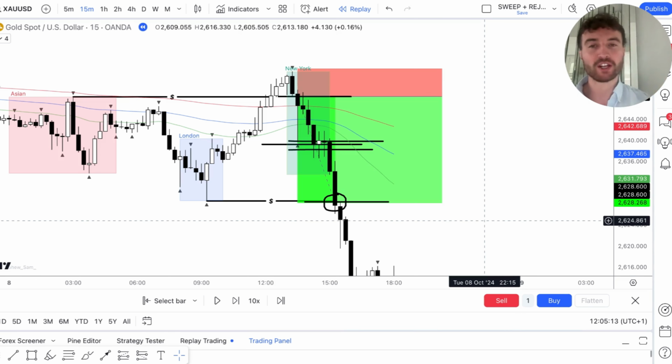So this is how you trade gold, and this is also how we can navigate and trade the New York session simply, okay? And this was a trade, as I said, that was taken yesterday with all of the Toto Capital members.